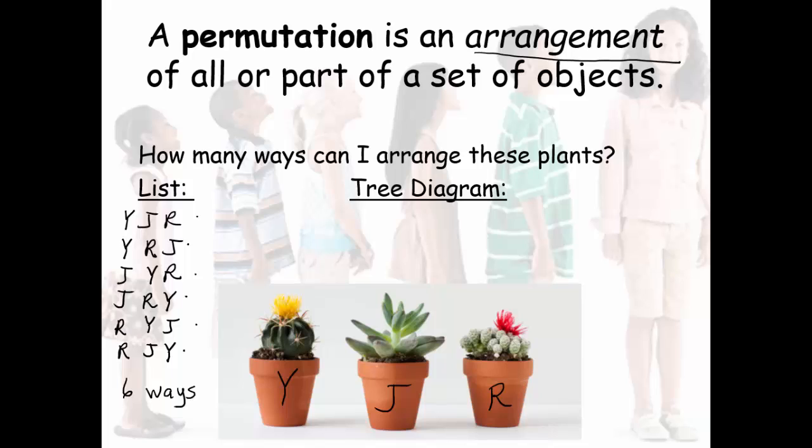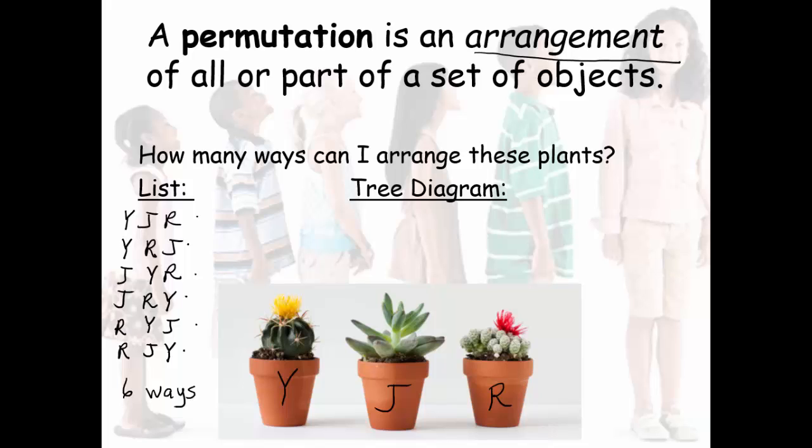Now, I don't know if you can already see that the limitation here for listing is that you might just not see something. You might make a list that's incomplete and get the wrong answer. But it's a pretty good way to do things if there's not very many objects. I've only got 3 plants. That wasn't too tough. 6 different ways I can mix them up. Who knew? Okay, well, tree diagram is another way, and it's a little more guaranteed to be complete.